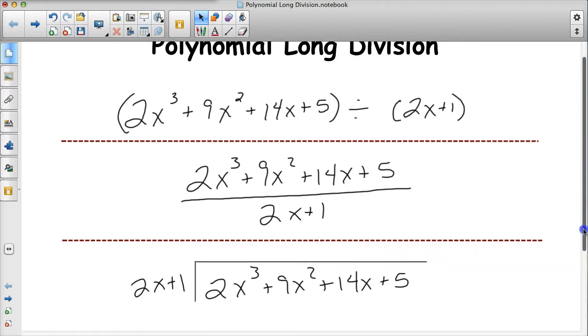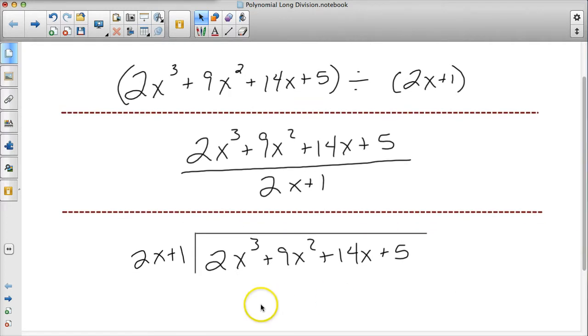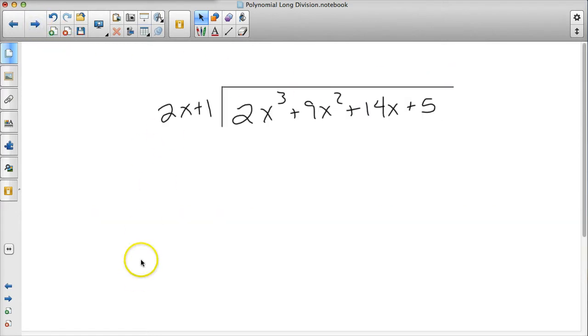Finally, when we are dividing, we can write it as a long division problem, where you have your long division symbol, as you see here. And inside of this symbol is your product, or the thing that you are dividing. And on the outside is your divisor, the 2x plus 1. That's what was in the denominator, or what we're dividing by. So let's take a look at how we would do the actual division.